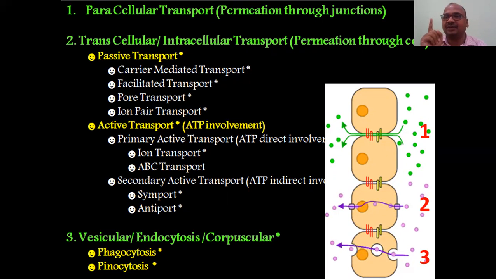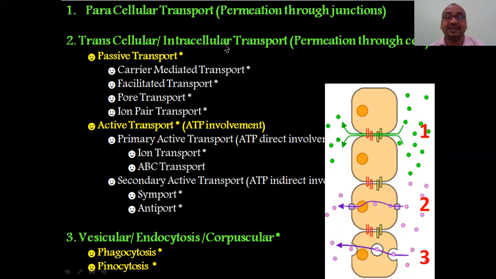First one is paracellular transport. See here, number one, paracellular transport: permeation through the junctions. Here a cell is there, here also a cell is there, and between the cells there is a junction. Through the junctions it passes. Parallel to the cells it travels. That's why it is called paracellular, parallel to the cells.